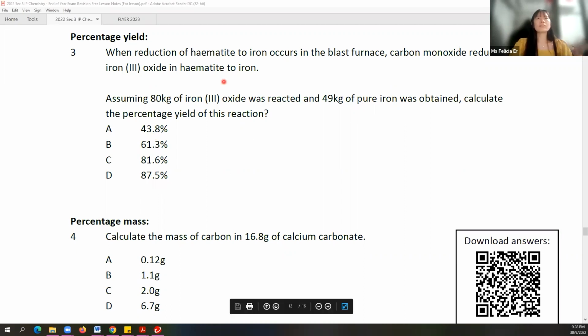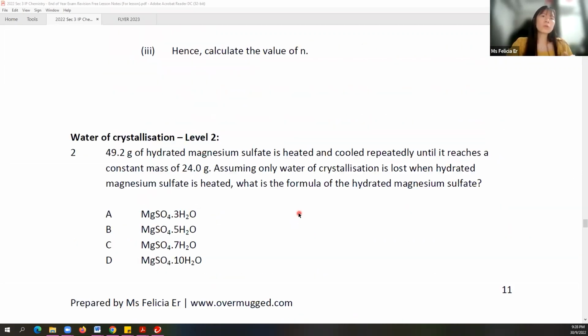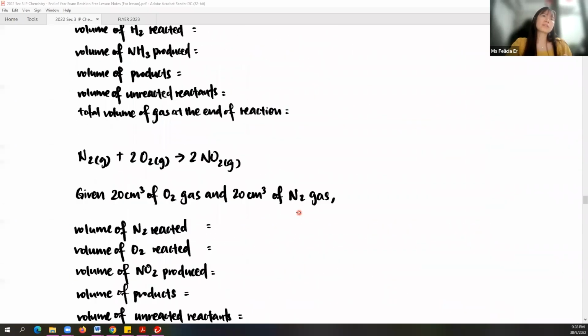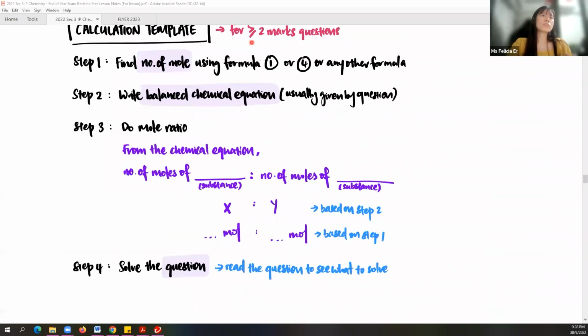Okay, so whenever you see this kind of question, where they only give you the mass, and you're also not very sure how to go about doing it, what you need to do is, whenever unsure, always follow this answering technique. Always use this template whenever unsure, because except for water of crystallization questions, the rest of the questions mostly tend to use this template.